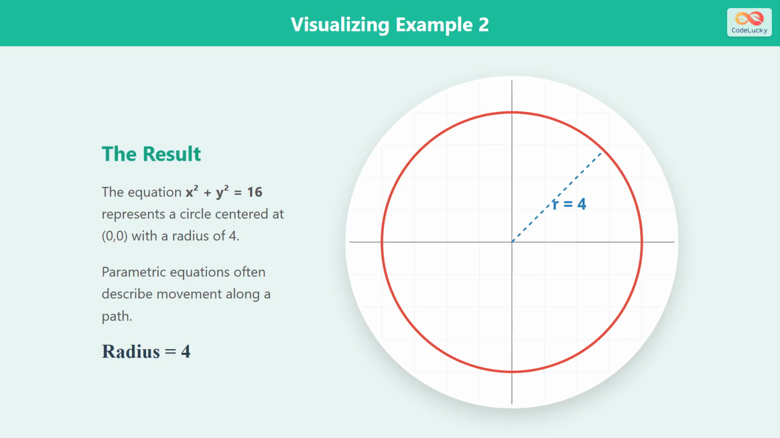Visualizing this result helps confirm our math. The equation x squared plus y squared equals 16 represents a perfect circle centered at the origin with a radius of 4. The parametric form described the motion around this circle.